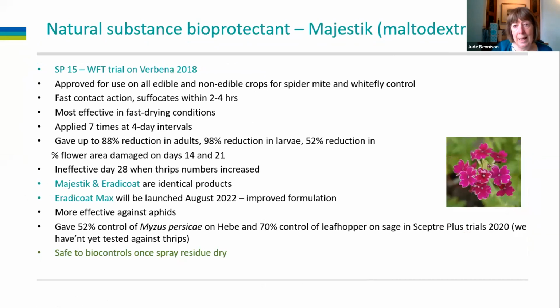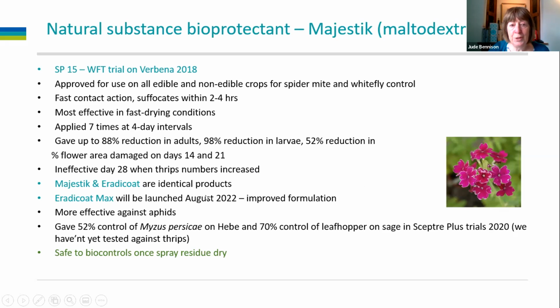And finally, 2 more natural substance bioprotectants, Majestic and Flipper. We included these in our verbena trial in the Scepter Plus. And I was actually quite surprised how well they did, really, because they're purely contact in action. And they also gave pretty good control of thrips and flower damage. But towards the end of the trial, when thrips numbers increased, both the Majestic and the Flipper lost control. So I would say don't rely on these if you've got a lot of thrips that you want to knock back.